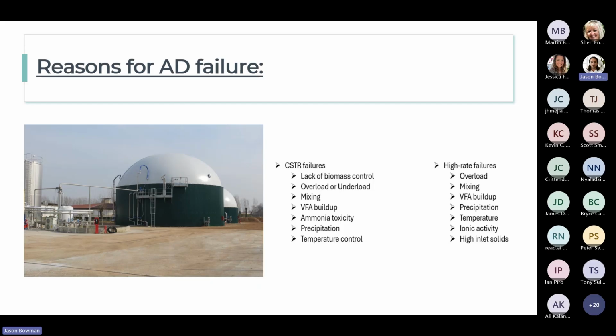Fourth option, we can better manage the volatile fatty acid buildup by maintaining a more, let's say, stable mixed liquor or a more stable volatile content relative to the incoming loads. So we can better manage that step 3 and step 4 that I mentioned 2 slides ago.